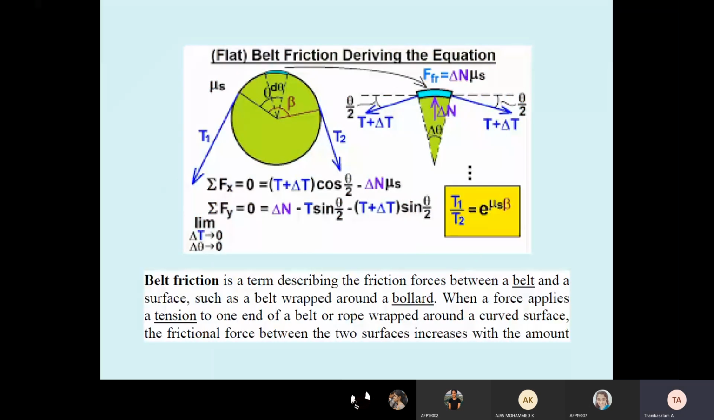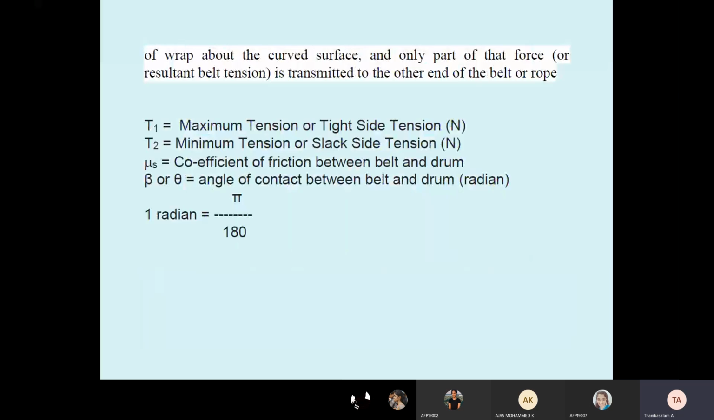Students, for belt friction, you remember this formula: T1 divided by T2 equals e power mu beta. T1 is the maximum tension or tight side tension. T2 is the minimum tension or slack side tension. Mu equals the coefficient of friction between belt and drum. Beta, sometimes you take alpha also, is the angle of contact, in terms of radian. 1 radian equals pi by 180. This is the belt friction.